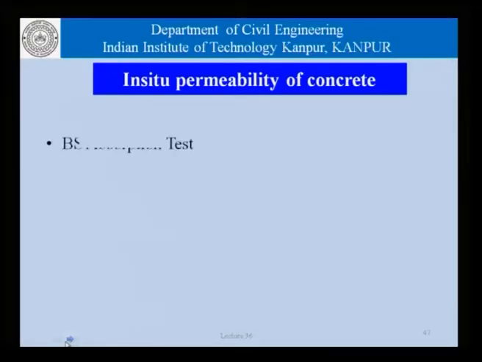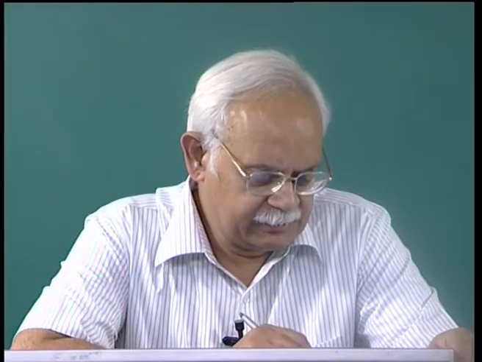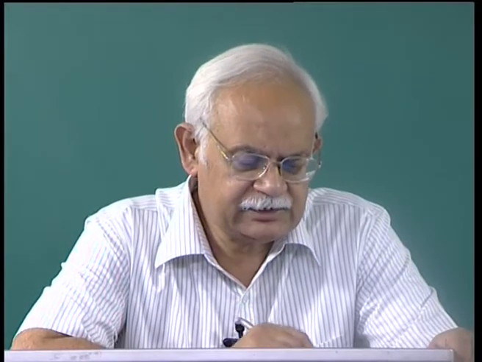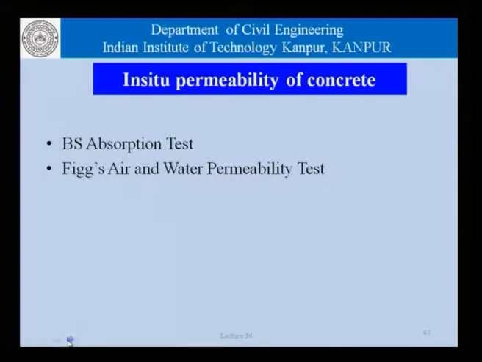Now, as far as in situ permeability is concerned, there is the British standard on the absorption test, there is a Figg's air and permeability test, and there is the ISAT, that is the initial surface absorption test. Now, these three are only examples of some of the tests that have emerged in the last about 20-25 years to help us evaluate the properties of surface concrete.